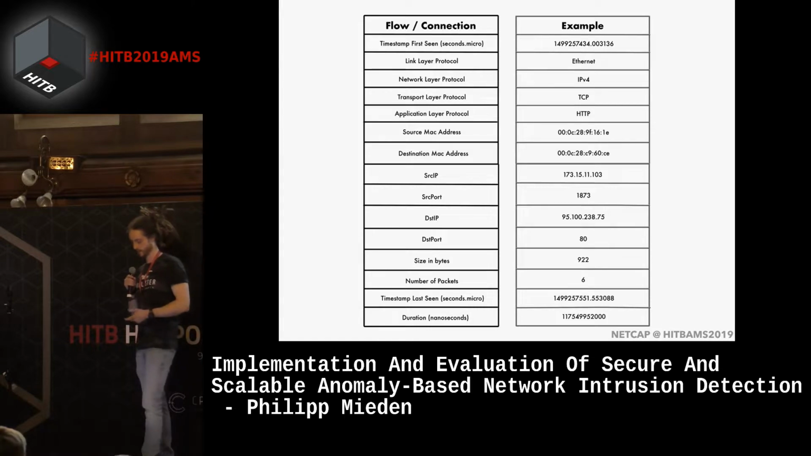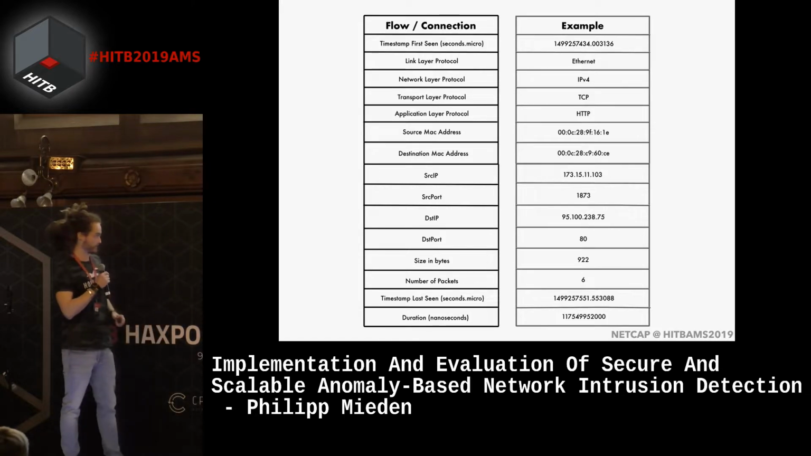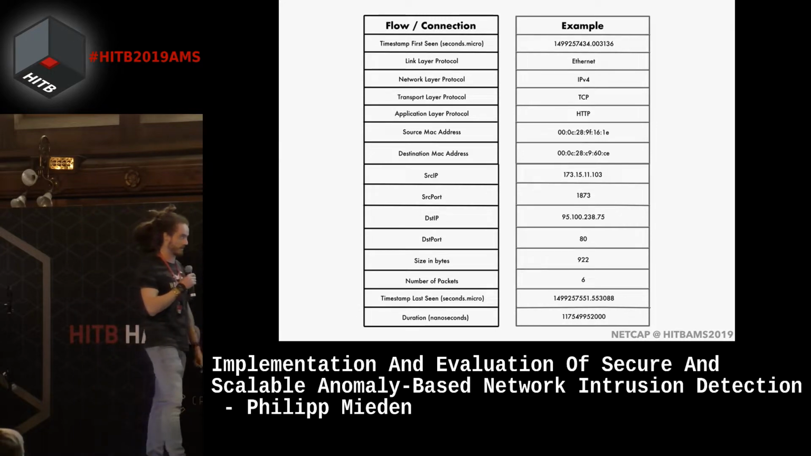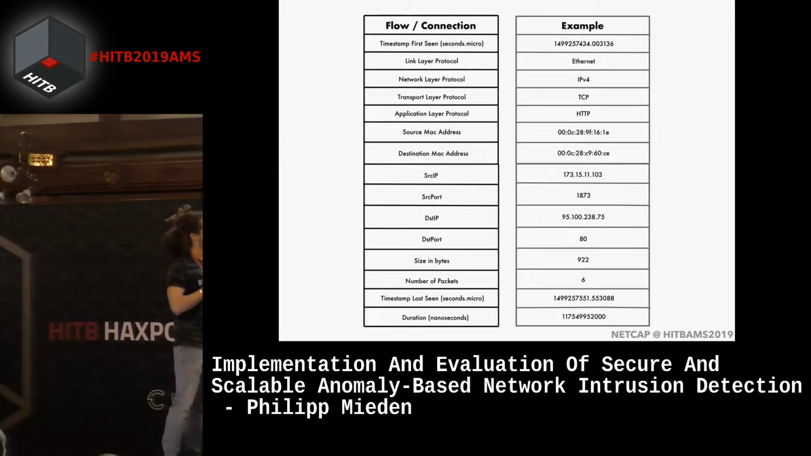This is just a simple example for a flow or connection audit record. On the left, you can see the field names, and on the right side, I've populated them with some dummy data.